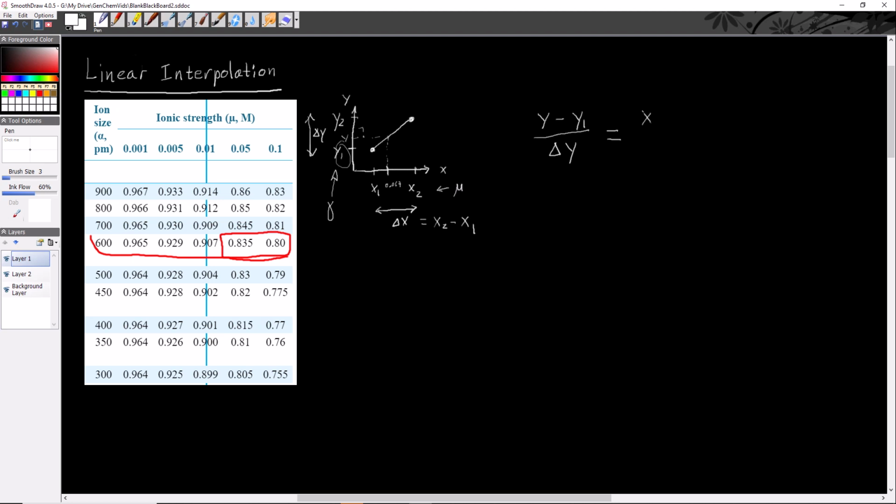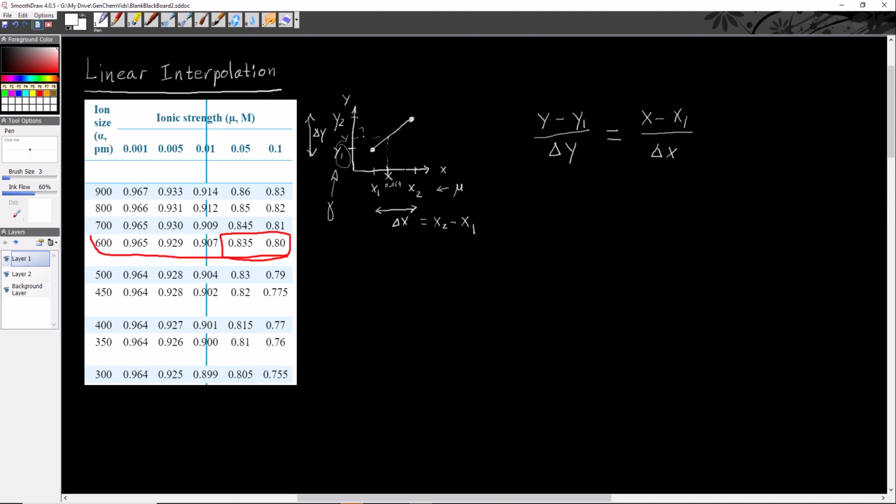So the x value right here that we know, this x value, minus x1 divided by the delta x. So that would be the difference between these x1s and x2s. So delta x would just be x2 minus x1. Delta y would just be y2 minus y1.